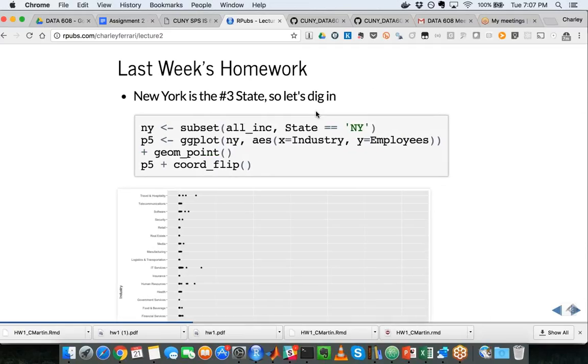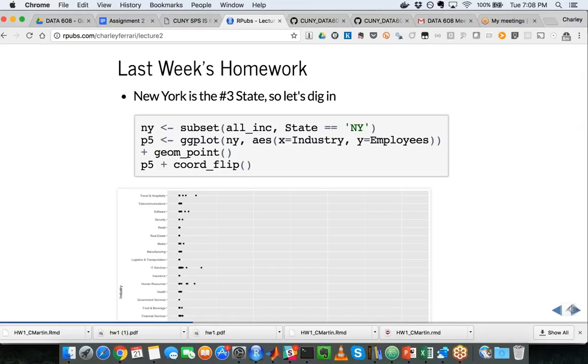So this is getting into the second question. New York is the number 3 state, and this right here is one of the easiest ways to look, in an exploratory way, at the different industries within a state. So when in doubt, a scatter plot is pretty functional. It allows you to get an idea of the distribution within different industries.